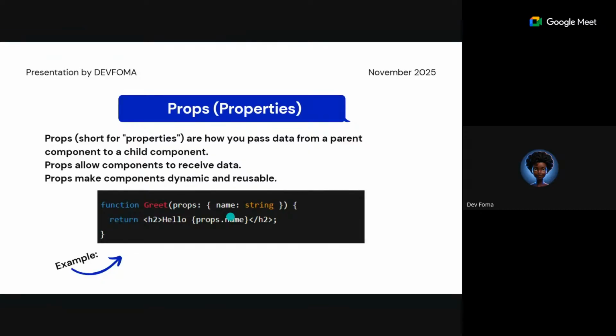So now here is the syntax for props. You have a function, then you define your props as a name. This is using a TypeScript-like syntax, where you explicitly state that this name is a string. Your props can be any data type, from string to number to Boolean. They're like arguments that you give to your components.